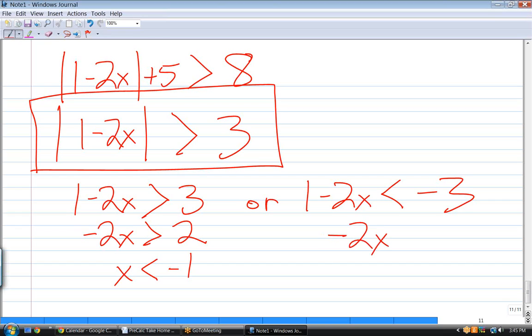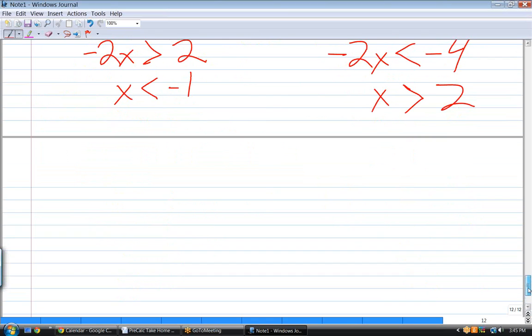On the right side, what do we have? Okay, so then we're going to be doing the same thing. We're going to be minusing 1 on both sides, and then it'd be left with negative 2x is less than negative 4. Then negative 2 divided would be x is greater. Good.